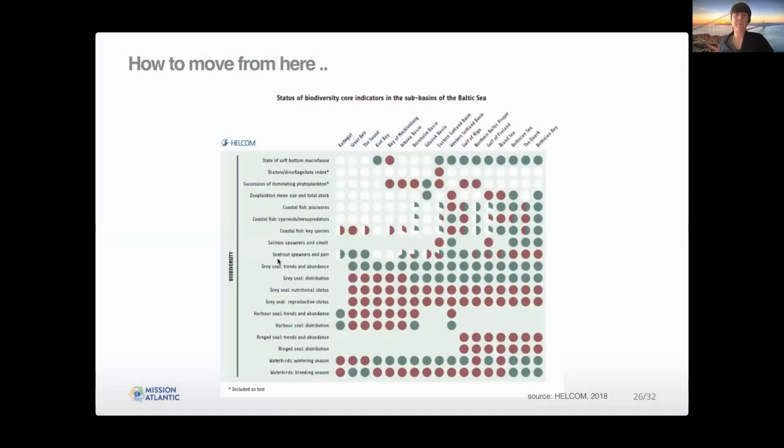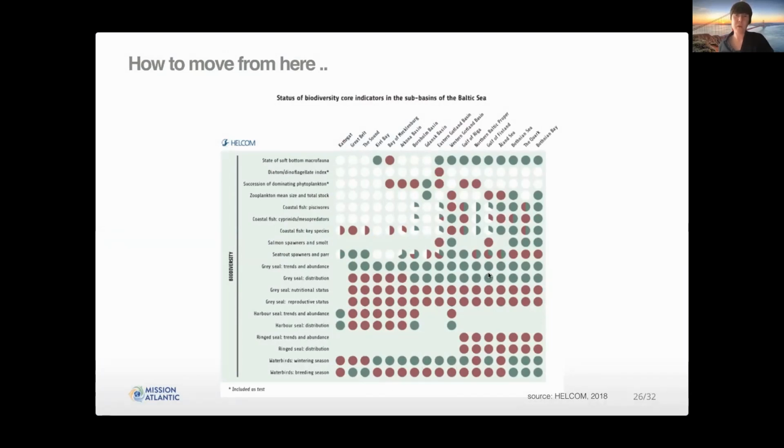So this kind of status assessment is done here for the Baltic Sea by HELCOM, where we have different indicators in different regions, and then it says, okay, if it's above a certain threshold or target, it's green, it's in good state. Red means it's below that value, it's in bad state, or it's not assessed in white.